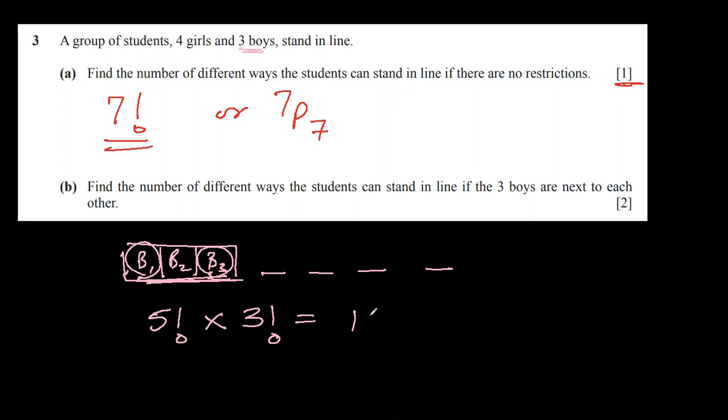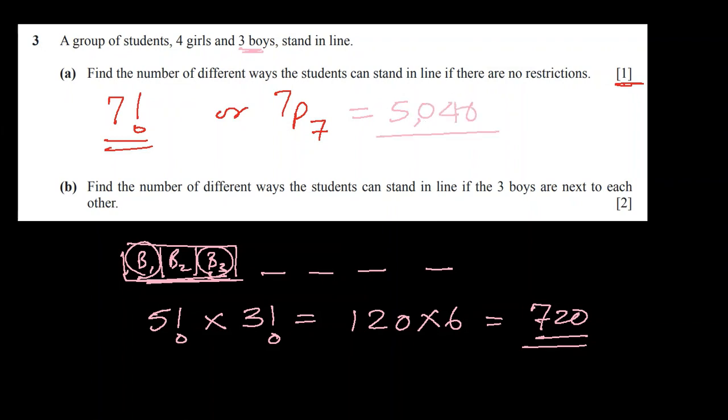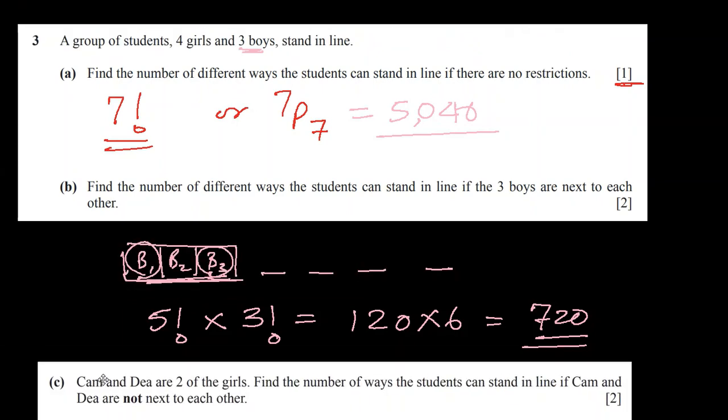And 5 factorial is 120 times 3 factorial is 6. 720 arrangements are possible. Well, I forgot to write the value of this. This should be 7 factorial, 5040. Okay, you can use your calculator. I know 7 factorial is 5040. Okay, let's see what's next.